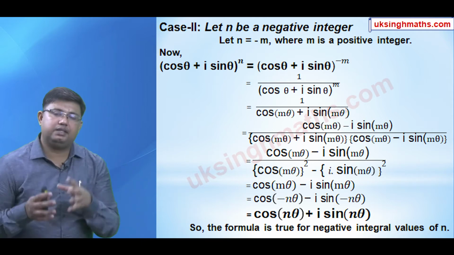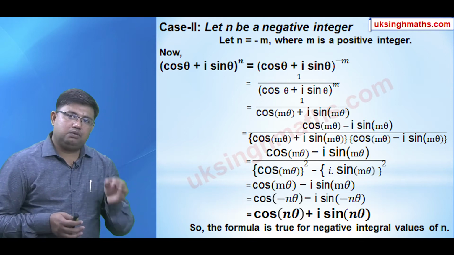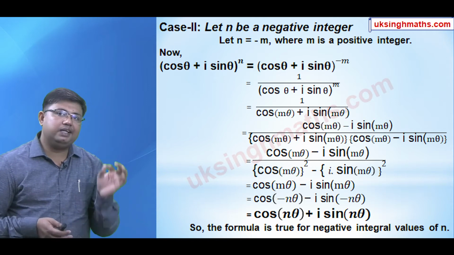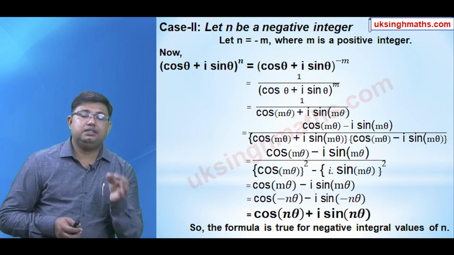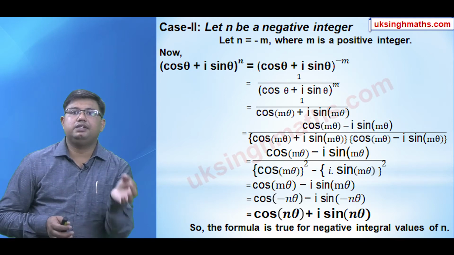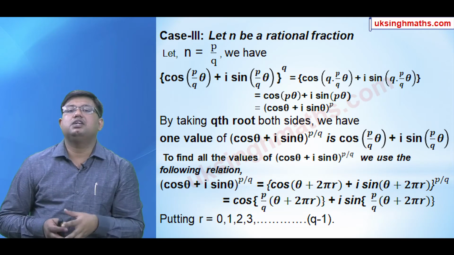So what we have obtained here is that (cos theta + i sin theta)^n equals cos n theta + i sin n theta, where n is a negative integer. Thus in this way our de Moivre's theorem is verified for negative integral values of n. Now case 3, we will take n as a rational fraction.